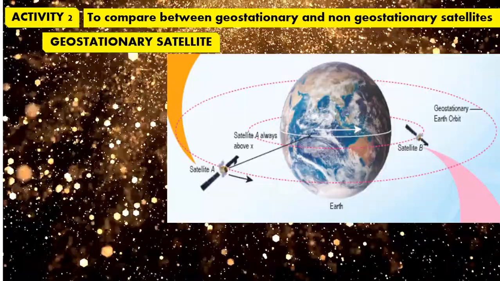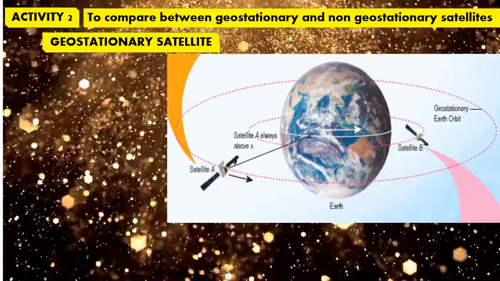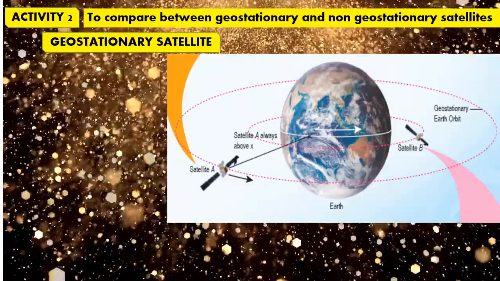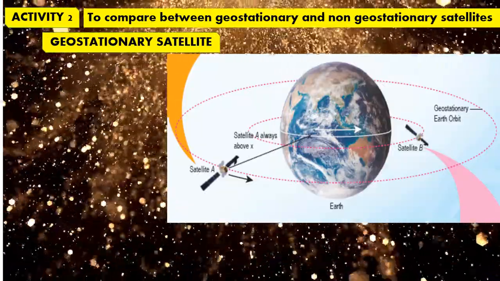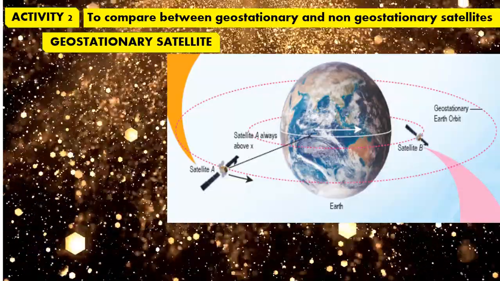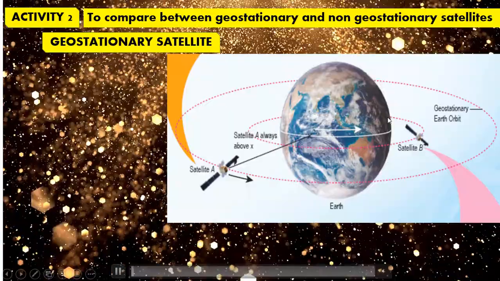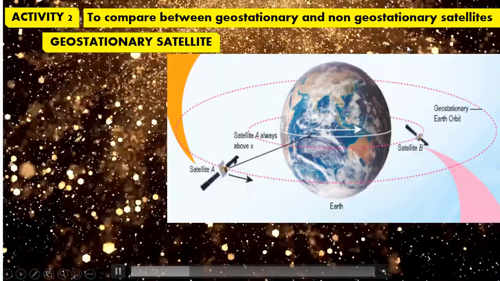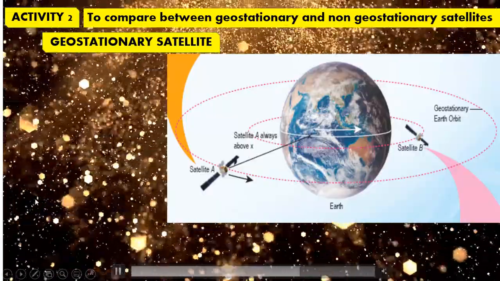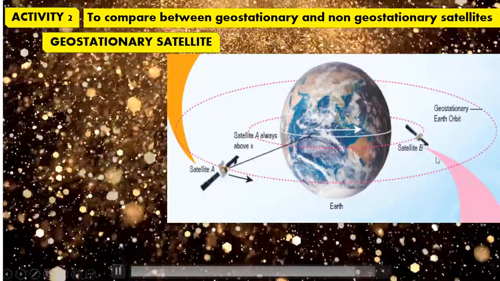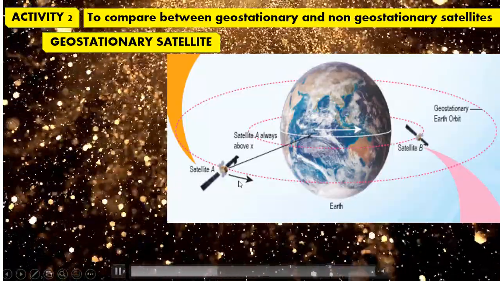Now we move on to activity 2. We have the work to compare between geostationary and non-geostationary satellites. For man-made satellites, we have two types. The first one is the geostationary satellite. The second one is the non-geostationary satellite. So look at this picture diagram. We have two satellites, satellite A and satellite B. The first one, we are going to talk about the geostationary satellite.